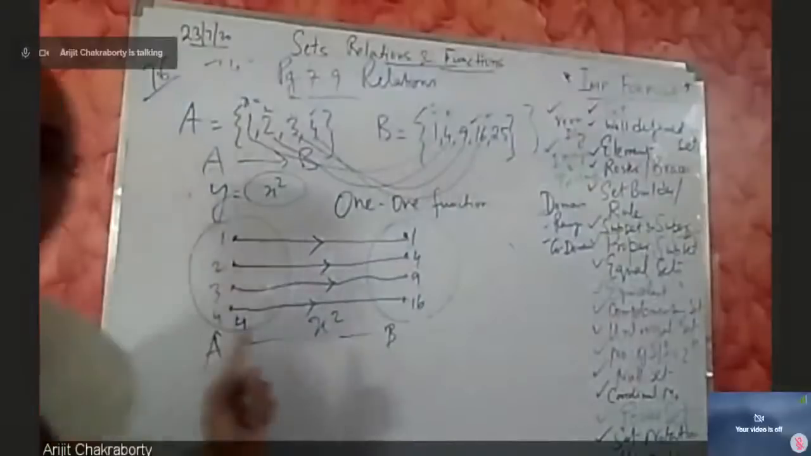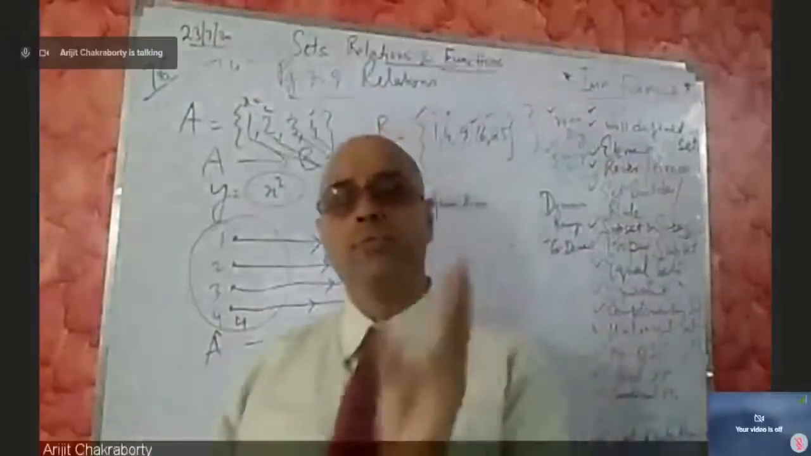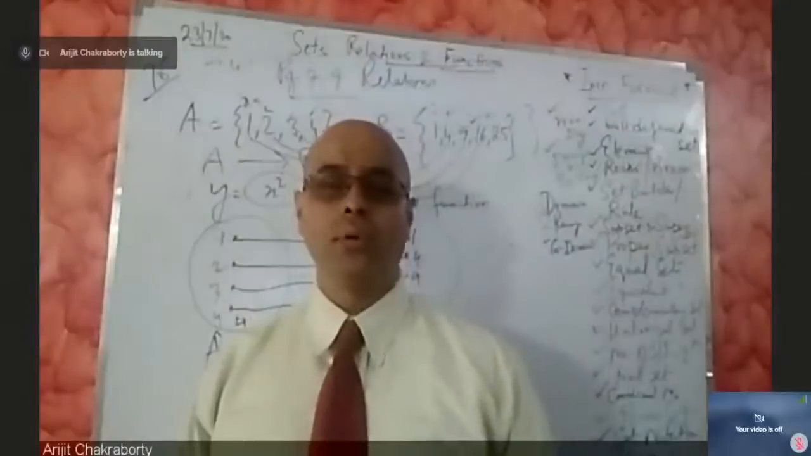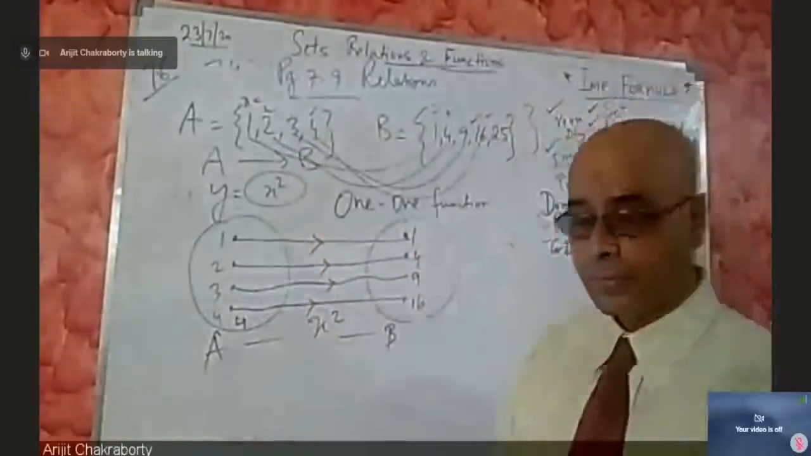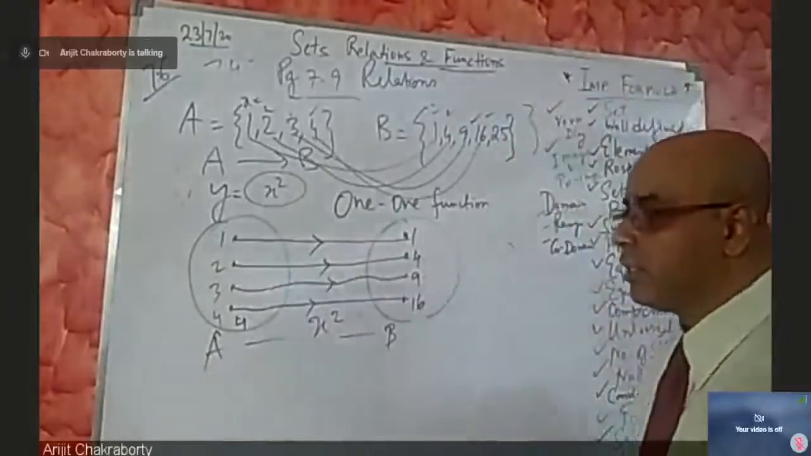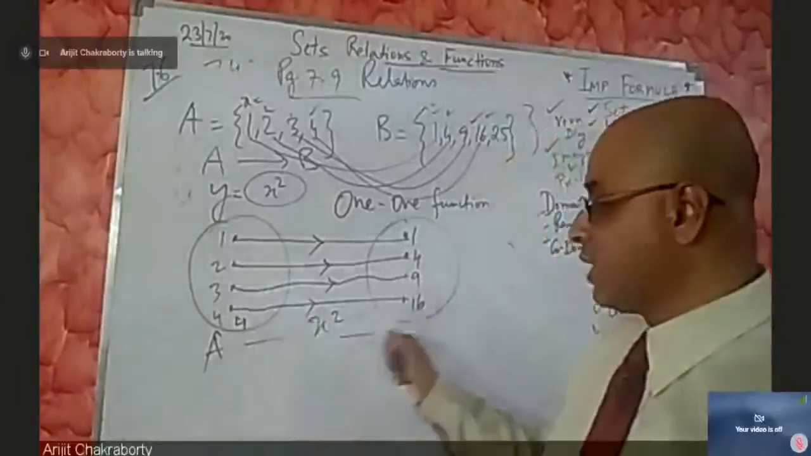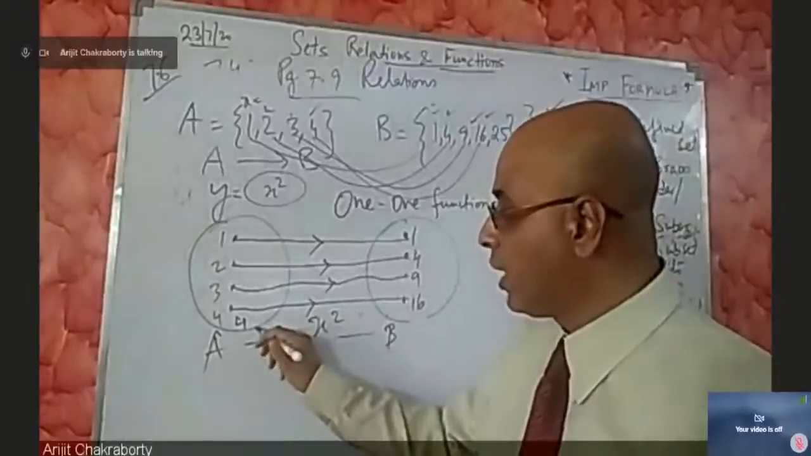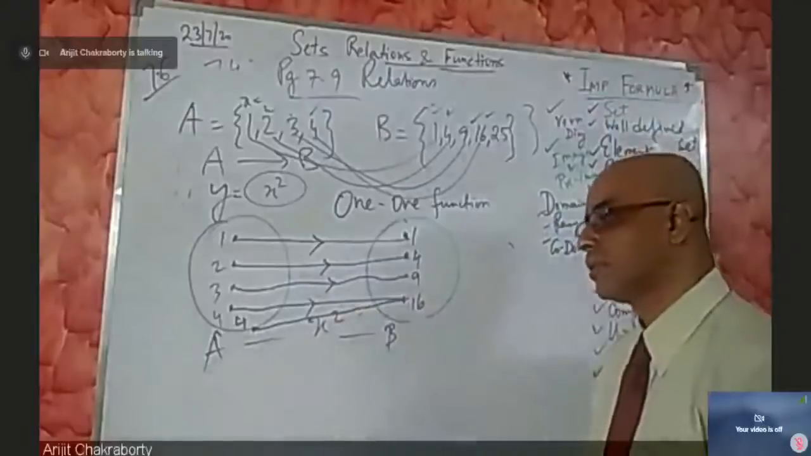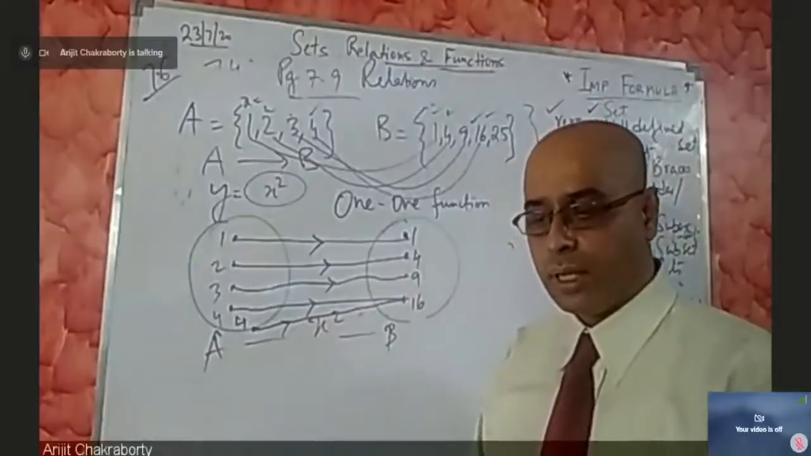Now there are 5 elements in set A: 1, 2, 3, 4 and 4. 4 is coming 2 times. Now if you see the mapping, what do we get? 1 against 1, 2 against 4, 3 against 9, 4 against 16, but now one more 4 has come, so one more line I will draw and connect it with this 16. Please see.